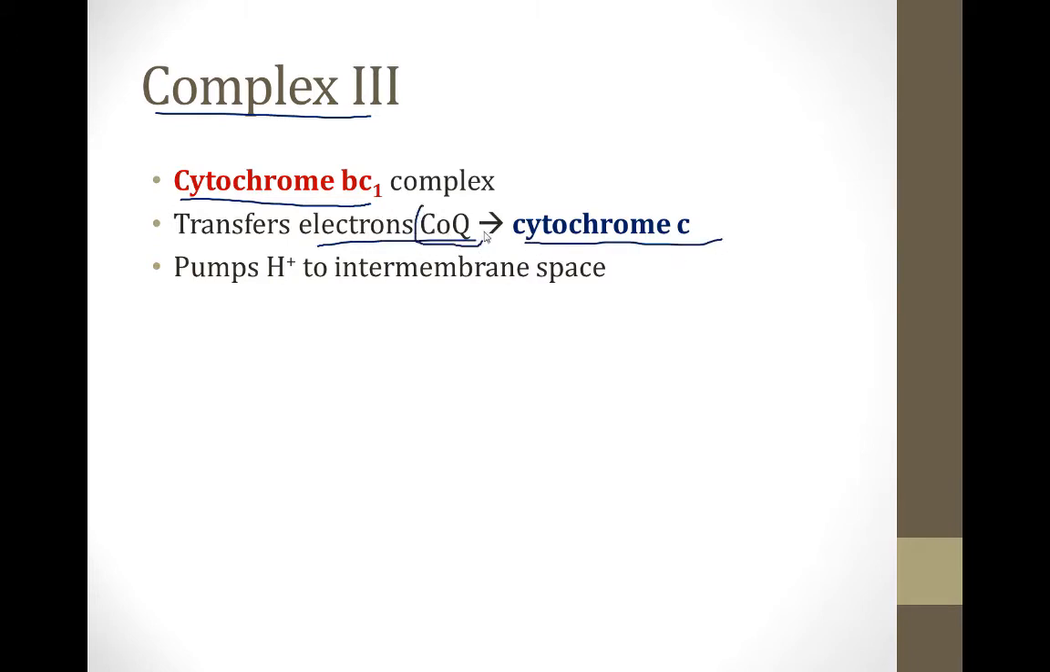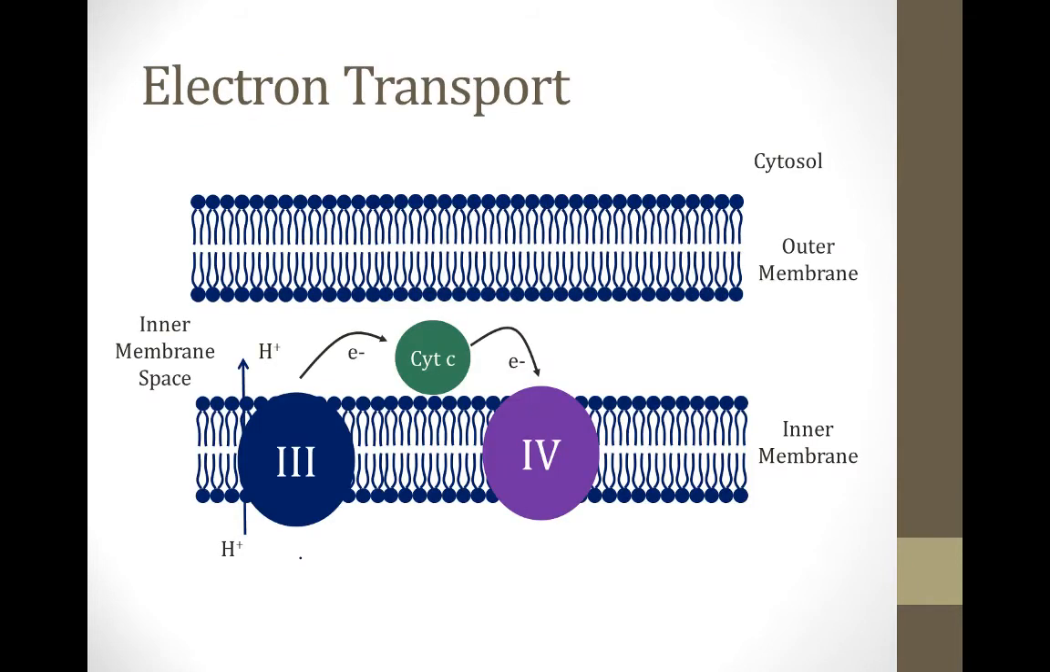Just like coenzyme Q shuttles electrons between complexes 1, 2 on the way to 3, cytochrome C is going to shuttle electrons from complex 3 to complex 4. In the process of doing this, it will pump hydrogen ions into the intermembrane space. Here's a picture just to make this very clear in your mind. Complex 3 takes the electrons from coenzyme Q and transfers them to cytochrome C, which is found in the intermembrane space. Cytochrome C then transfers the electrons to complex 4. In the process, hydrogen ions are pumped into the intermembrane space.